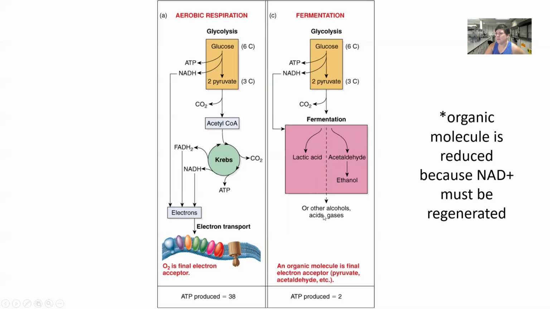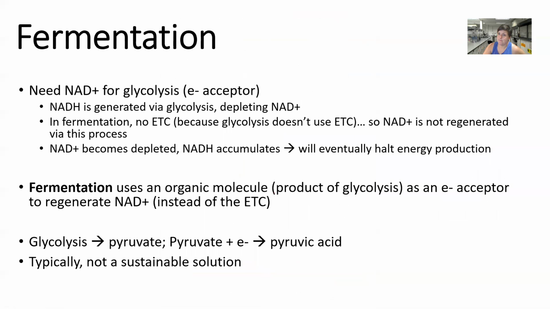Usually this will be some sort of acids or alcohols, sometimes it's gases, but the product varies depending on what is being fermented. And again, this does not generate a lot of ATP. You can see ATP produced is 2. That's because glycolysis requires 2 ATP. It generates 4 ATP via substrate level phosphorylation, but because those 2 ATP were required, your only net gain is 2 ATP. So fermentation is not a very efficient energy generating pathway.